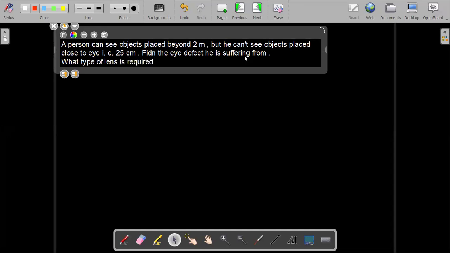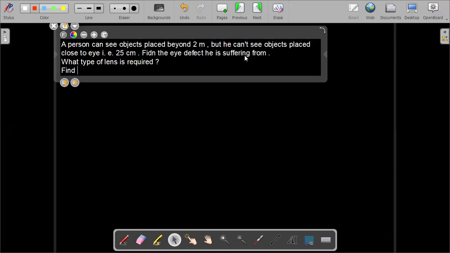And then find its focal length and power. You need to find its focal length and power. Okay, so can you find its focal length and power? Try to solve this question. I'm giving you just 2 minutes to understand the problem, and then I will solve this.